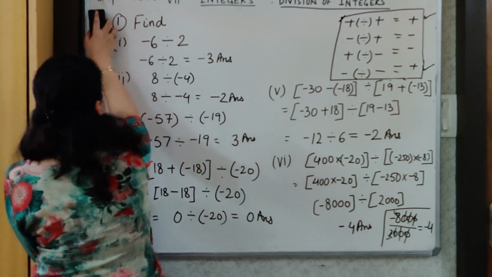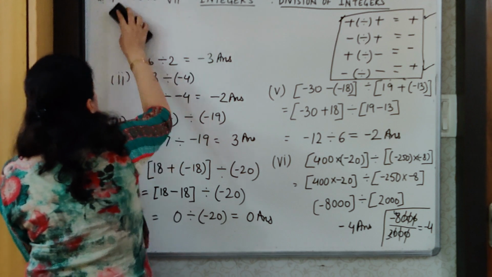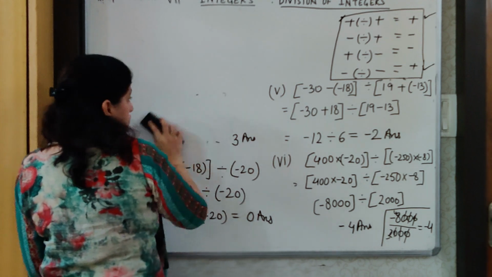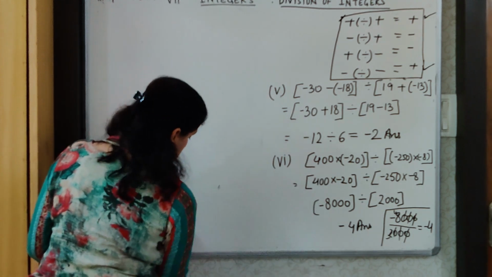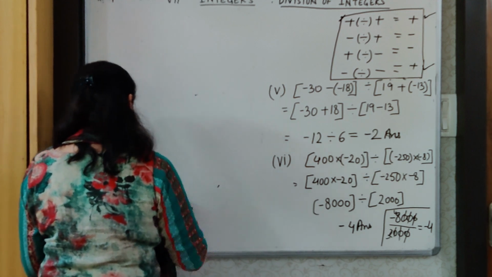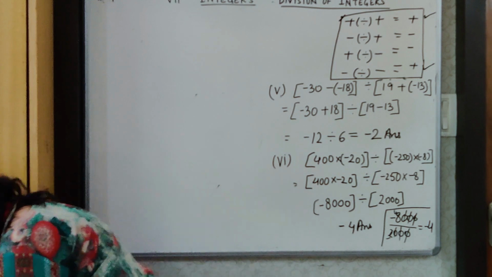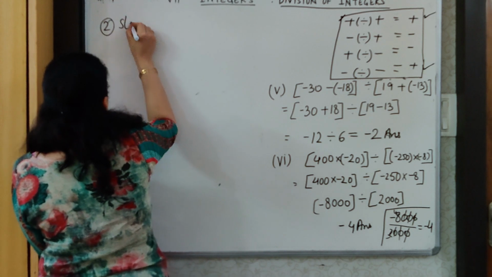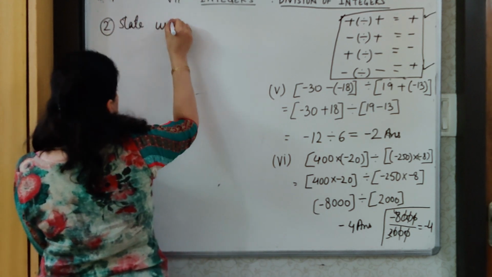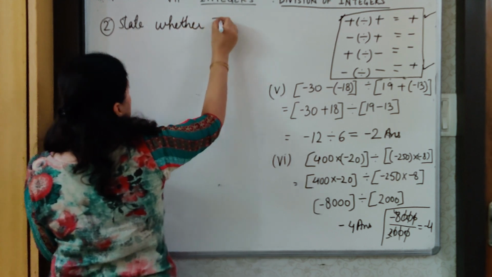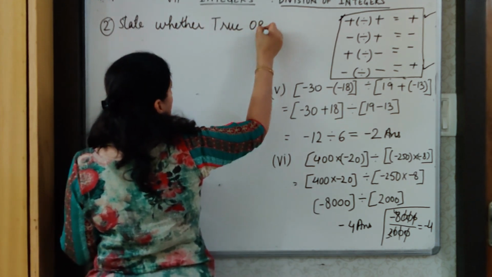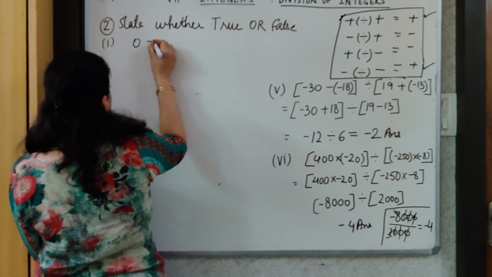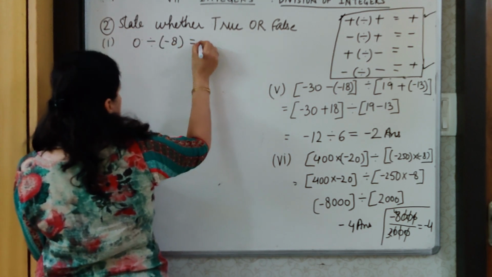We need to clear this and then we will take the next question of true or false. And we begin with the next question, a question of a slightly different kind, which says state whether true or false. And the first one given to me is 0 divided by minus 8 is equal to 0.